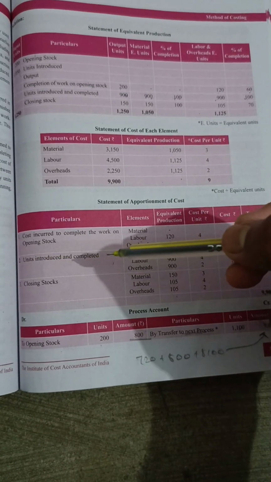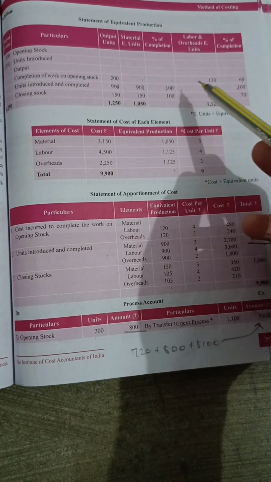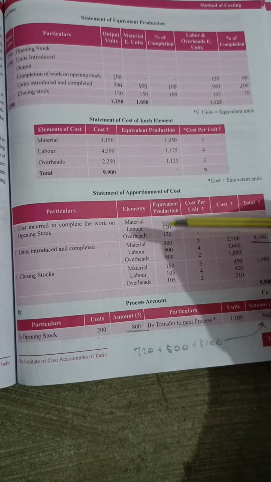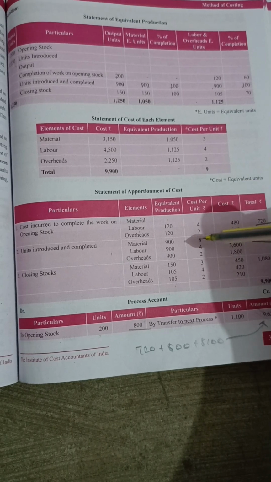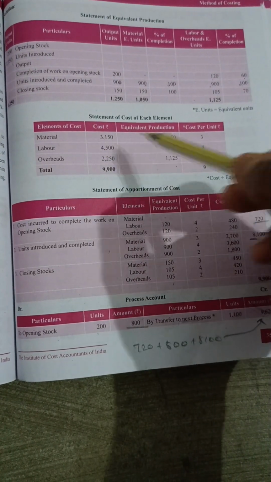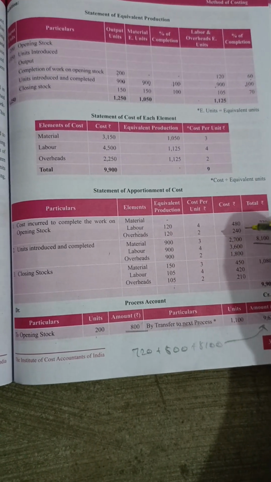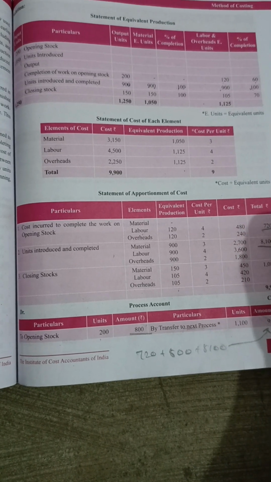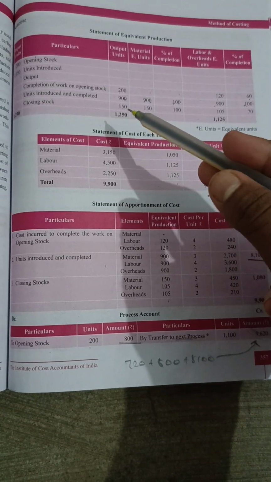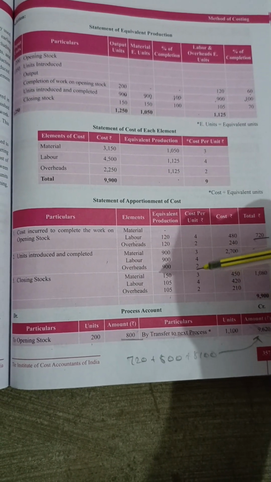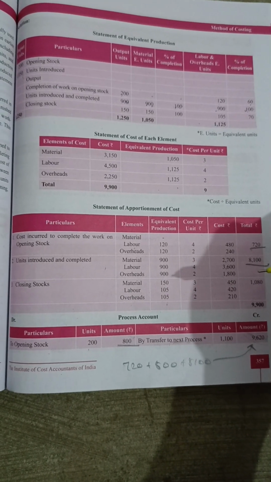And here for units introduced and completed we can see material 900, labor and overhead also 900. We just have to classify according to their cost per unit. Material has 3 rupees, labor has 4 rupees and 2. Just like this we have to consider. So we multiply and got 8100. Here for closing stock, 150 and 105, amounts 342, and as we multiply the amounts, in total we got the sum of 1080.